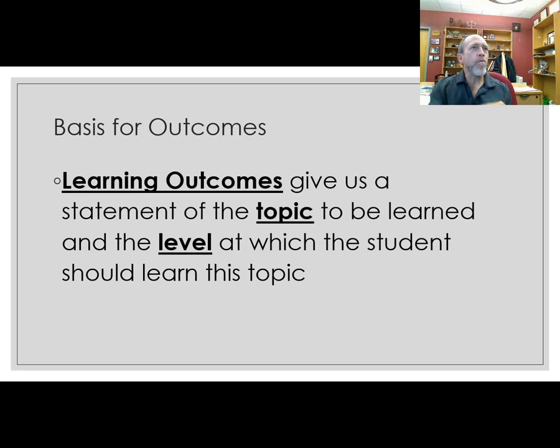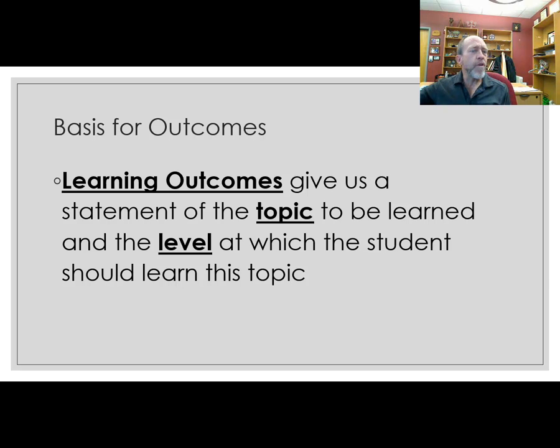So let's first look at why outcomes. What is an outcome? A learning outcome gives us a statement of two things, one of which is a topic to be learned, and the other one is the level at which a student should learn this topic. The statement of the topic is really us as educators deciding what it is that a student needs to know. So we can write what that topic is.